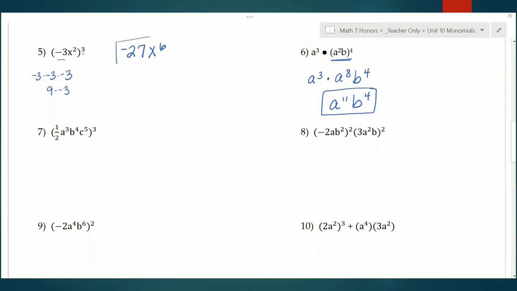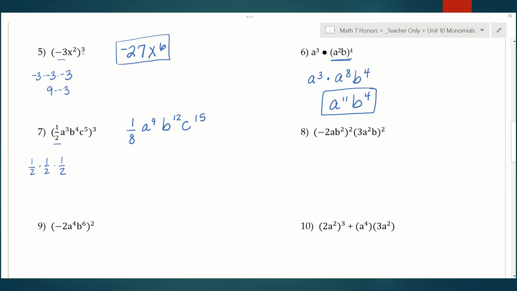Okay, for number 7, let's go ahead and raise this monomial to the third power. So here my coefficient is a half, so a half to the third power looks like this. Remember when we multiply fractions, we just multiply straight across. So 1 half to the third power is 1 eighth. And then we're going to raise all of these variables to the third power. So this becomes a to the 9th, b to the 12th, and c to the 15th.